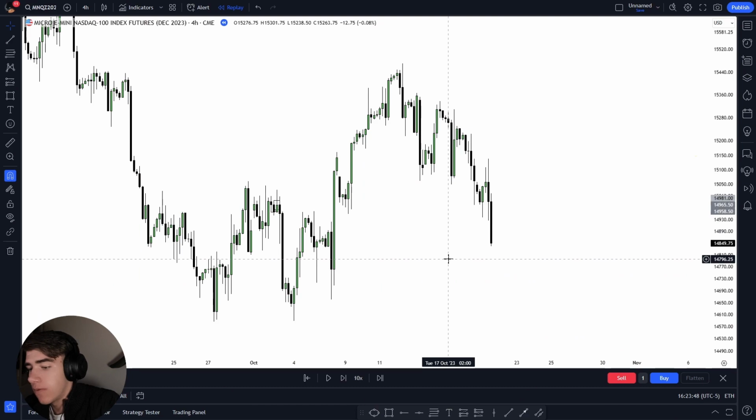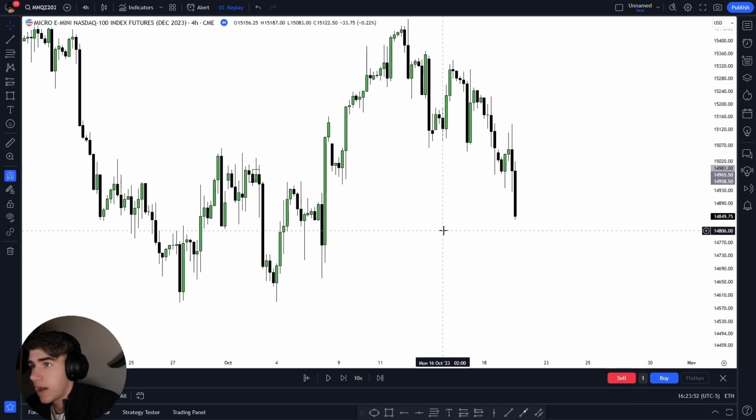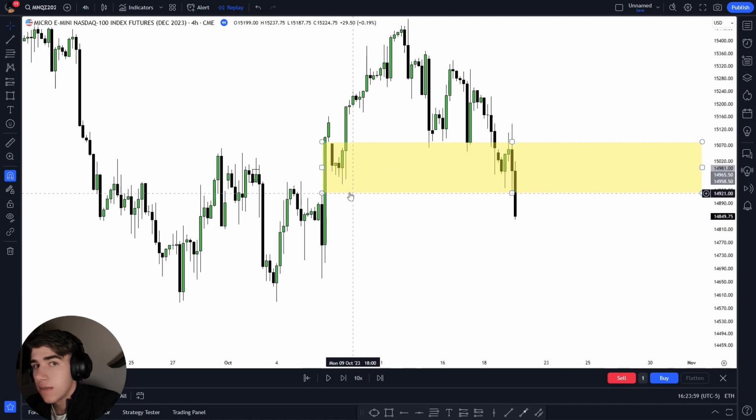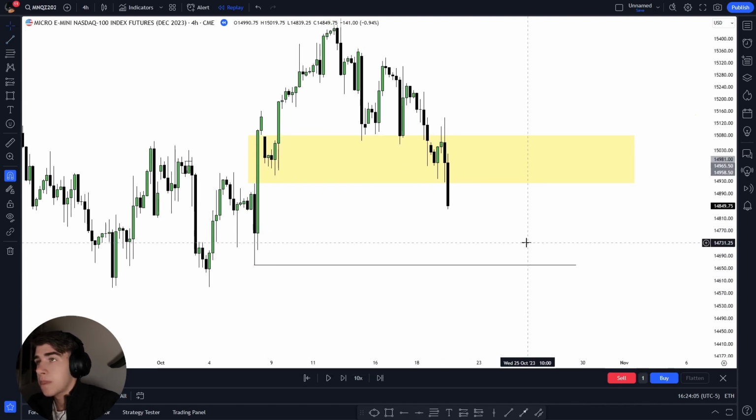All right, this is a 4-hour example. Now, right here, my bias is definitely bearish, and I'll tell you why. Would you look at this? This gap got violated, right? We closed below it. So where's my next target? This low right here, right?